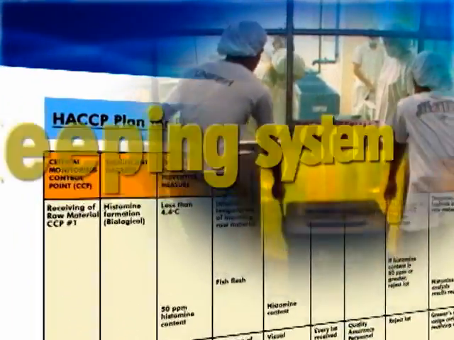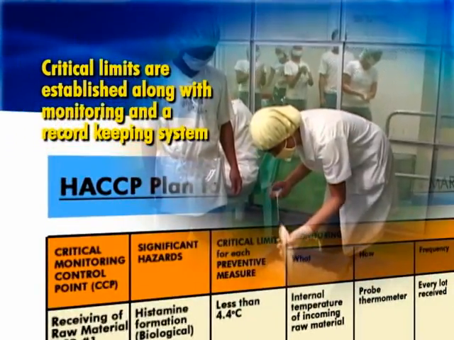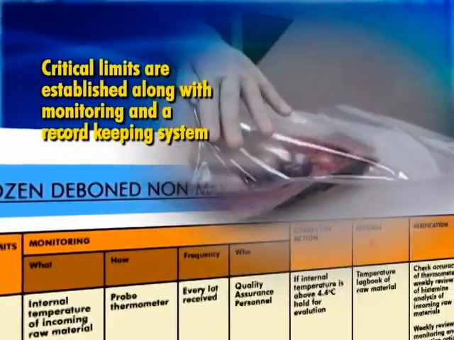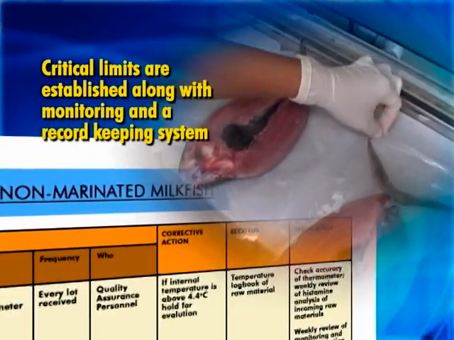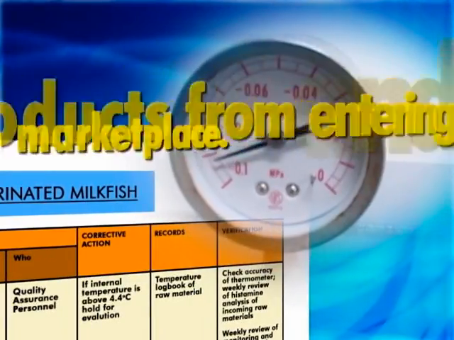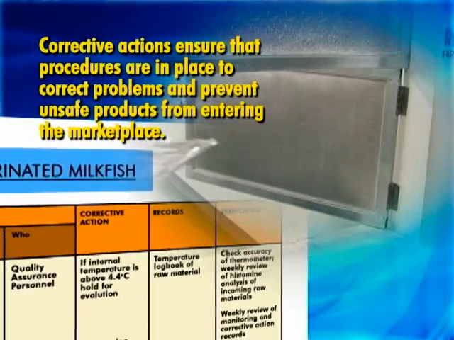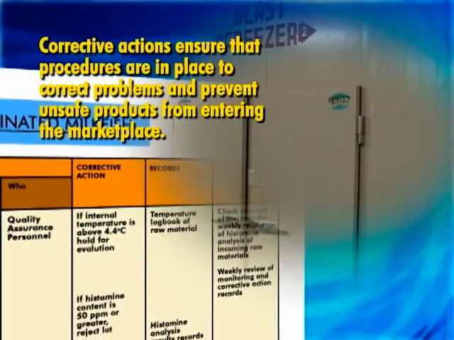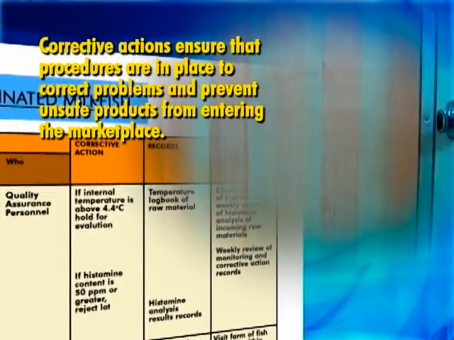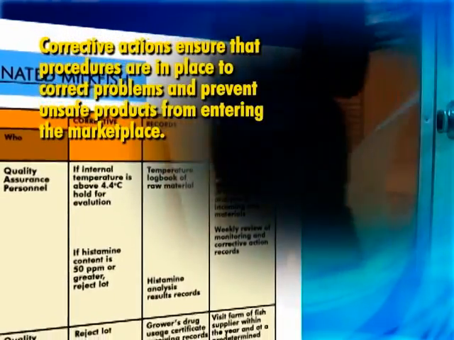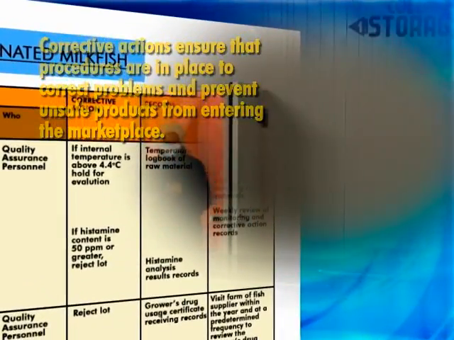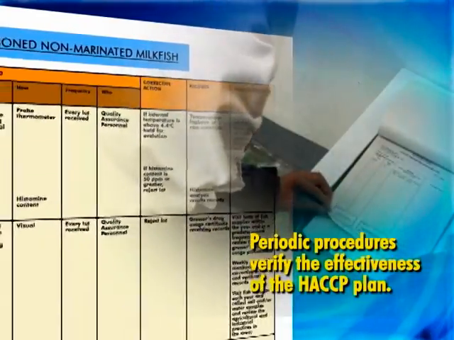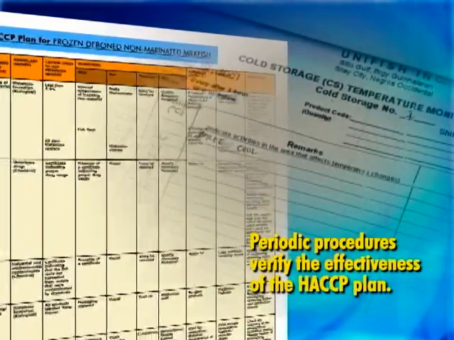At each of these CCPs, critical limits are established along with monitoring and a record-keeping system to demonstrate that the identified hazards have been controlled. Corrective actions are developed to ensure that procedures are in place to correct problems and prevent unsafe products from entering the marketplace when established critical limits are not met. Periodic procedures are also required to verify that the HACCP plan is working effectively.